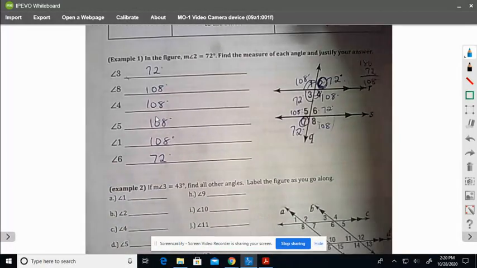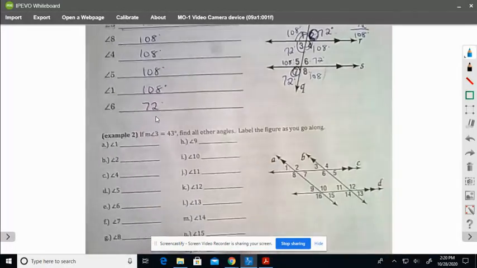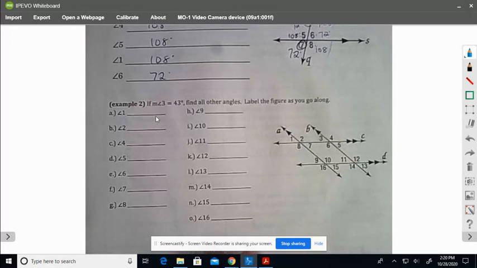And I found all the angles. It doesn't actually ask you for all of them.